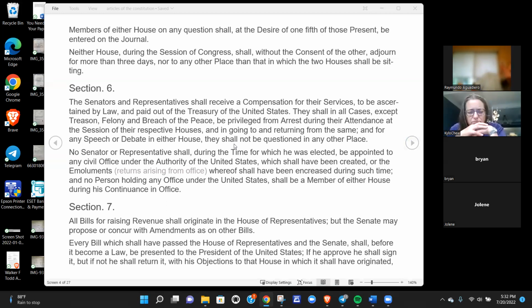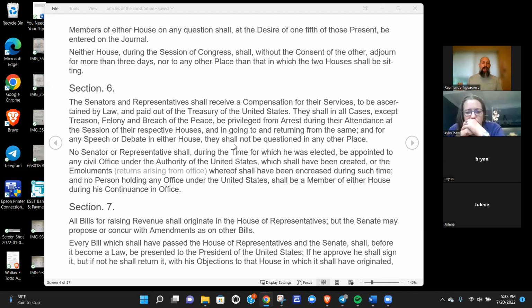All right, all bills for raising revenue shall originate in the House of Representatives, but the Senate may propose or concur with amendments as on other bills. So right here, the House of Representatives holds the purse. They're the ones that vote on raising money.